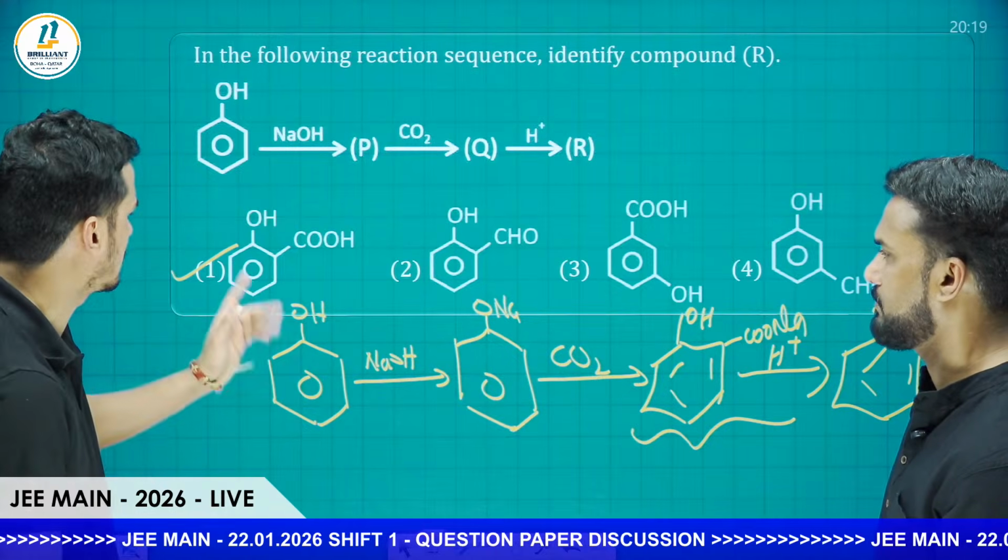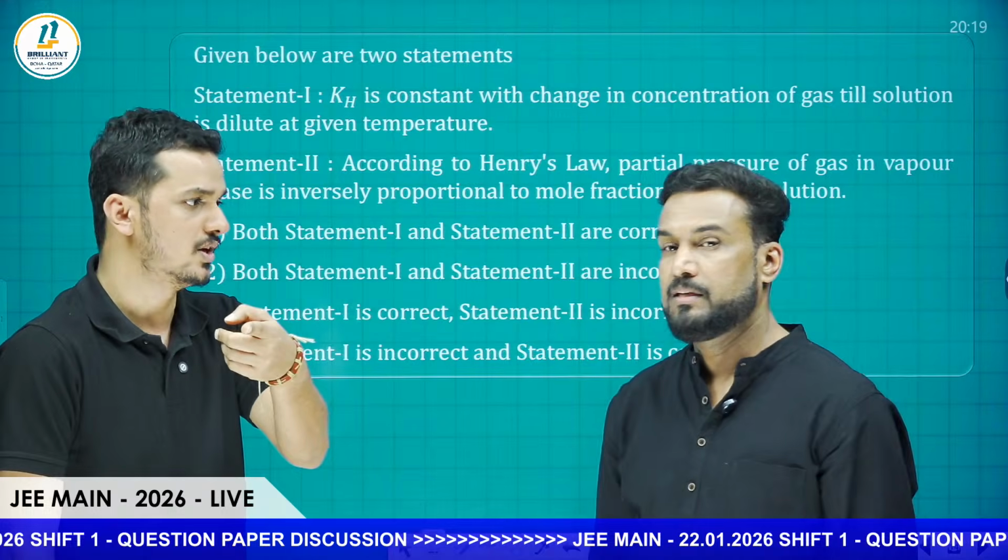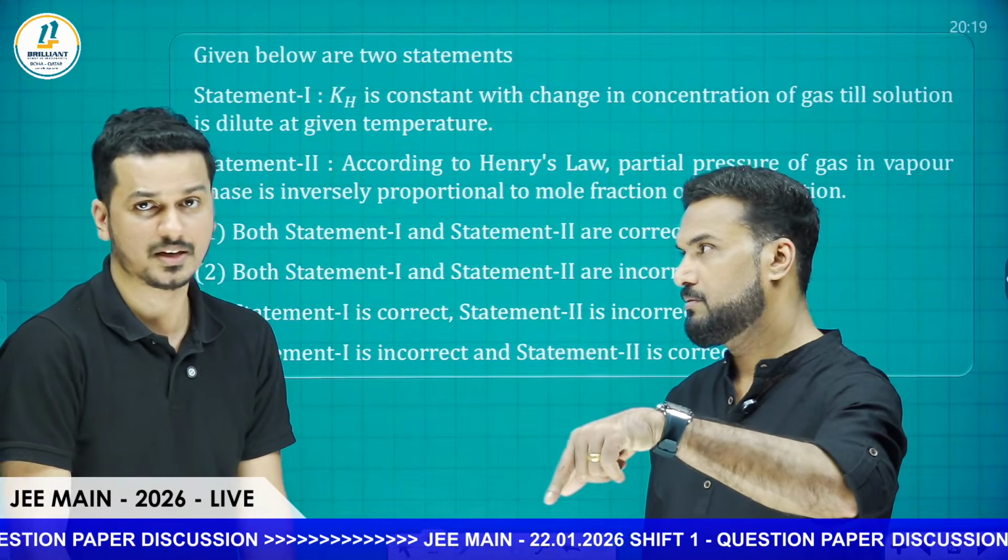Final answer R only, they will be asking. So this is salicylic acid. Yeah, we will go to the next. Along with that, they have to remember the Reimer-Tiemann reaction also. Chloroform, yeah. That intermediate is important.